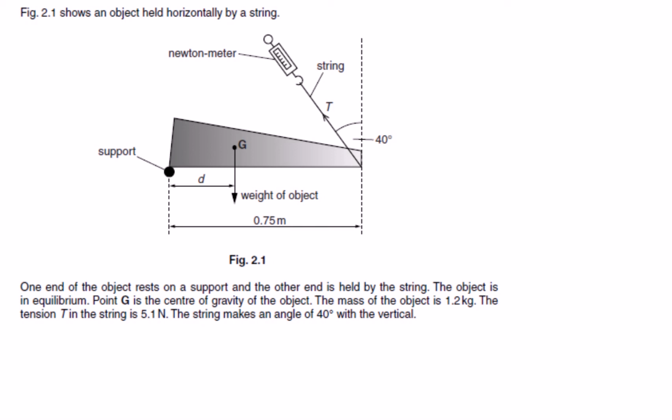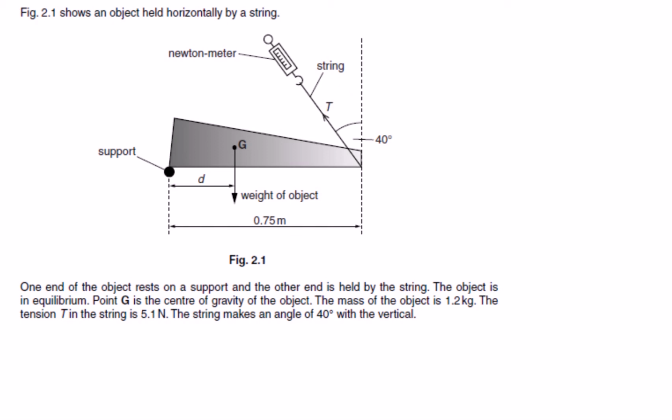Now we're going to take a look at question 2, and we've got this diagram, and it shows an object held horizontally by a string. One end of the object rests on a support and the other end is held by the string. The object is in equilibrium and point G is the centre of gravity of the object. The mass of the object is 1.2 kilograms. The tension T in the string is 5.1 newtons.